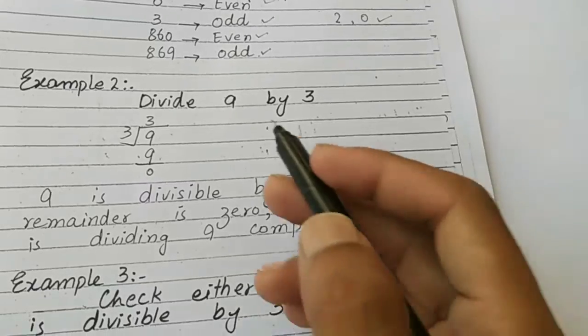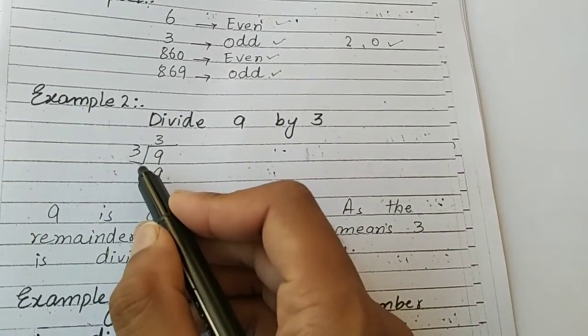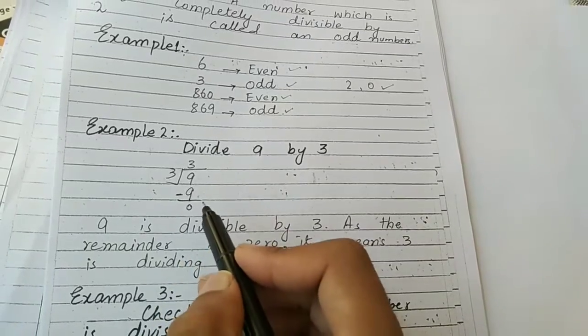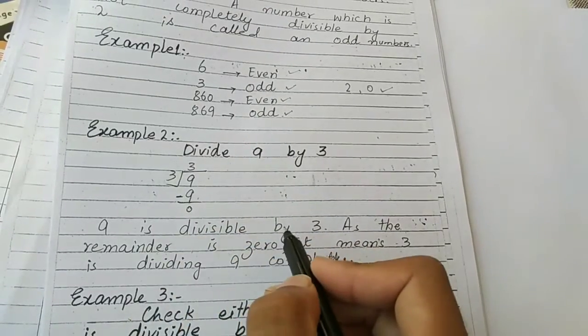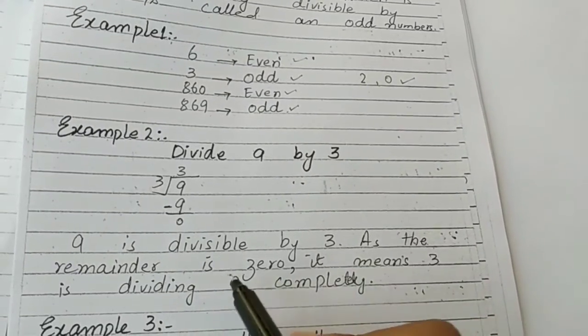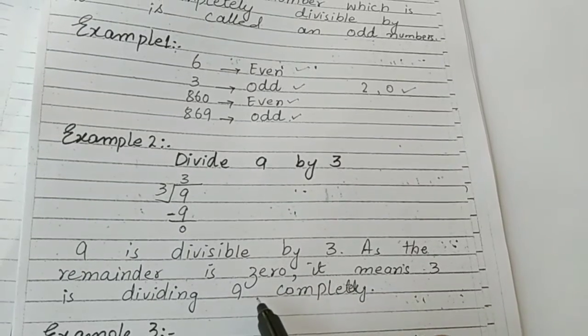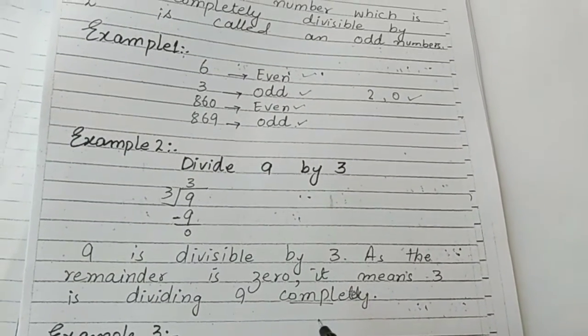Next, example number 2: divide 9 by 3. Now read the table of 3 up to 9. As 3 threes are 9, 9 minus 9 is 0. 9 is divisible by 3 as the remainder is 0. It means 3 is dividing 9 completely.